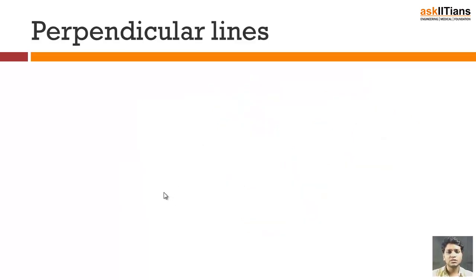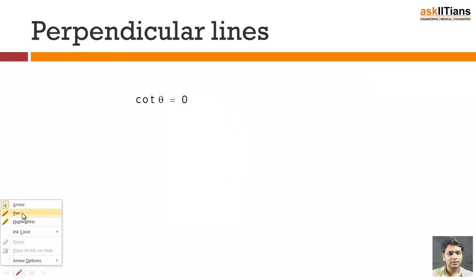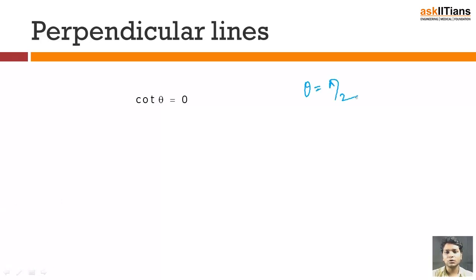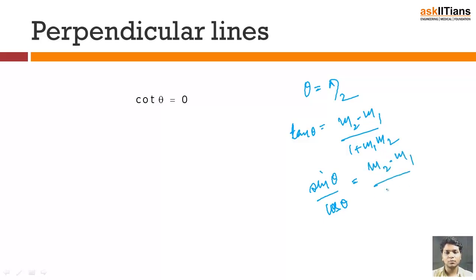Next, let's move towards the case of perpendicular lines. What do we have to say when the lines are perpendicular? When the lines are perpendicular, the angle between them is nothing but pi by 2, right? Tan theta was m2 minus m1 upon 1 plus m1 into m2, and tan theta is nothing but sine theta by cos theta. If this is the case, I can say that in m2 minus m1 upon 1 plus m1 into m2, the denominator is going to be 0.